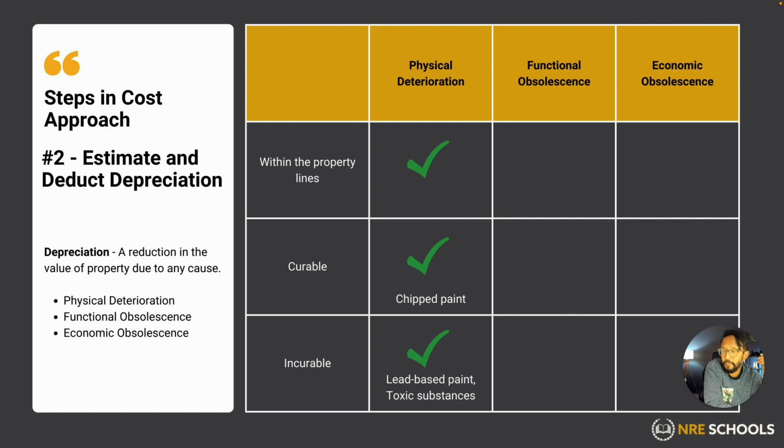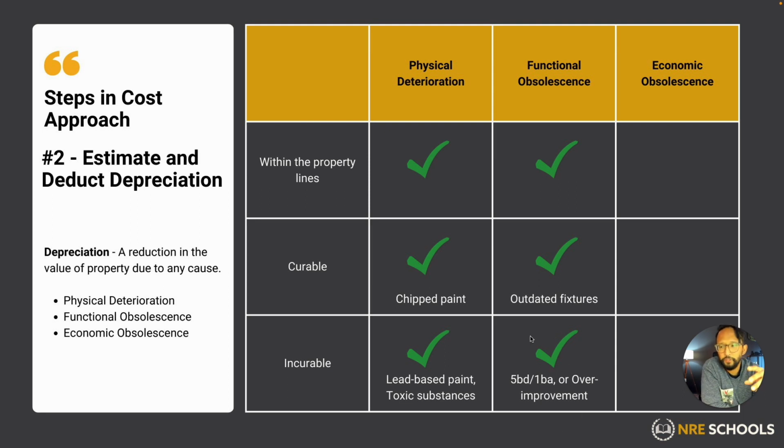be fixed, but still not really. This physical deterioration and depreciation is also curable or incurable. And here is an example: chip paint and toxic substances, and this happens within the property lines. Functional obsolescence is like this. It is also within the property lines. This is also curable. Could be like outdated fixtures. You know, the fixtures may be in working condition. It works just great. They're just stuck in the 60s or 70s. So those can be fixed. And it is also incurable.